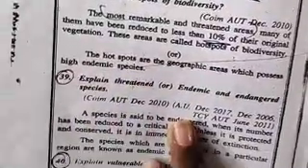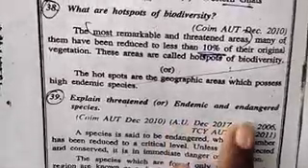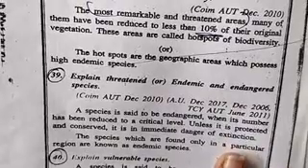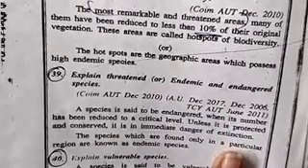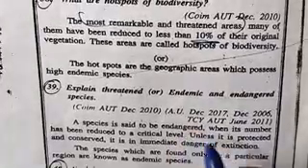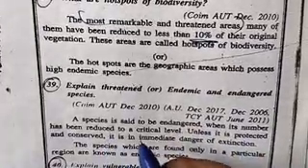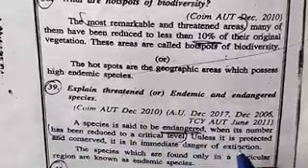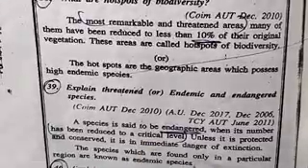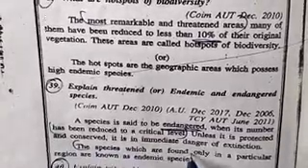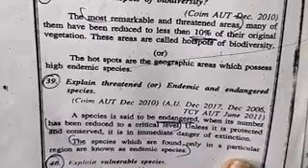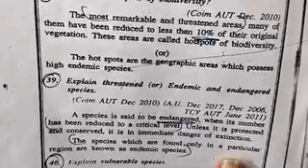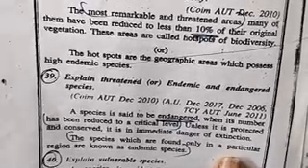Next, explain threatened, endemic and endangered species. A species is said to be endangered when its number has been reduced to a critical level. Species which are found only in a particular region are called endemic species.